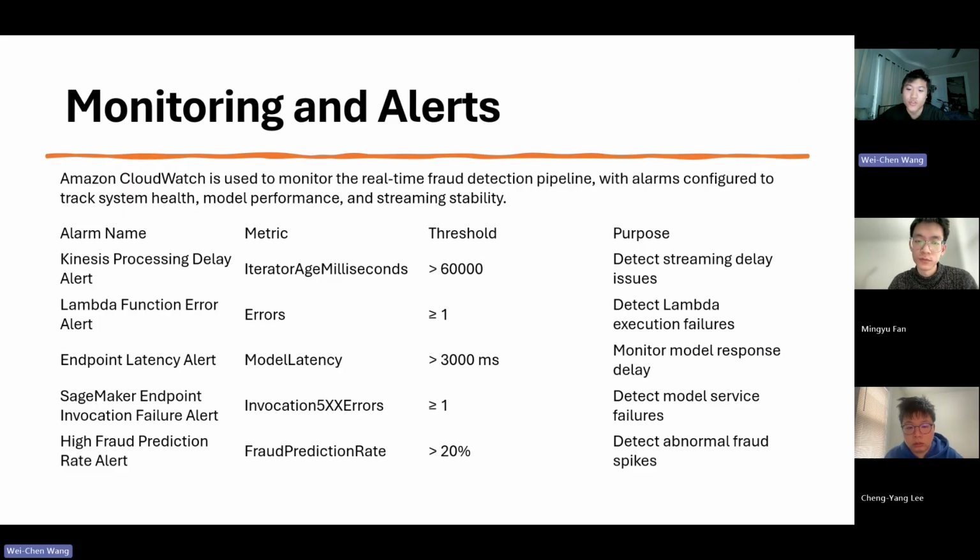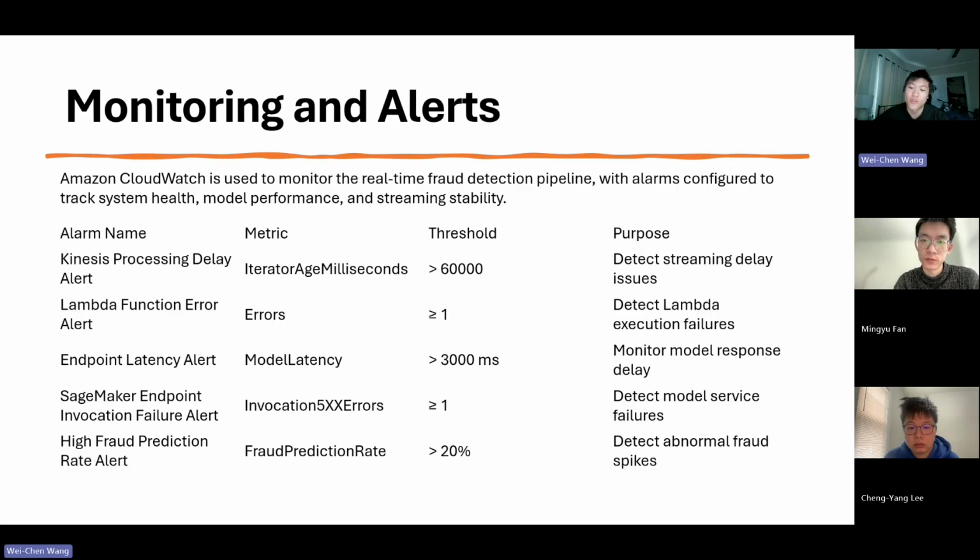Okay, so to ensure the system operates stably, we have set up 5 key safeguards in Amazon CloudWatch. The first one is processing delay alert, monitoring data backlog in Kinesis, and it triggers if the delay exceeds 60 seconds. And the second one is execution error alert, monitoring Lambda for any execution failures. The third one is model performance alert. We monitor inference latency, which must be lower than 3000 ms, and 500 service errors, to ensure uninterrupted SageMaker inference.